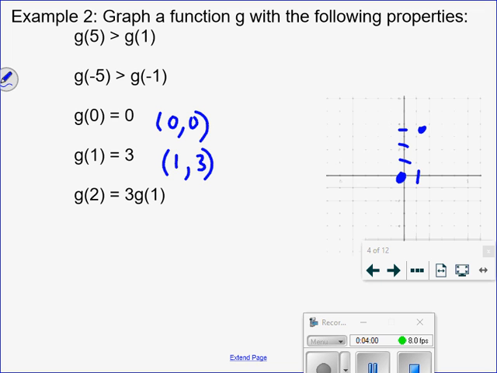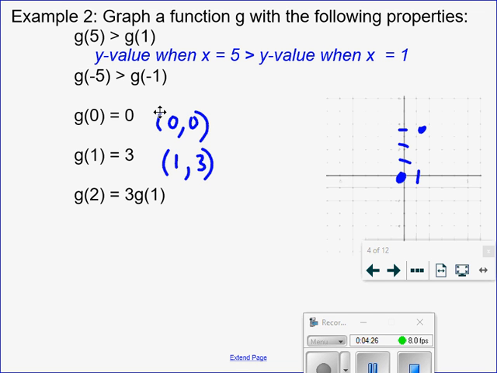Now the rest of these don't exactly say what g equals. They don't actually say when x is 5, here's the g value, or when x is 1, here's the value of g. What they say is that the y value of g when x is 5 is greater than the y value of g when x is 1. All right? So the y value when x is 5 on this function is greater than the y value when x equals 1. So that means that if I know the y value when x is 1, the y value when x is 5 has to be something bigger than that. So when x is 5, I'm going to go all the way over to 5.